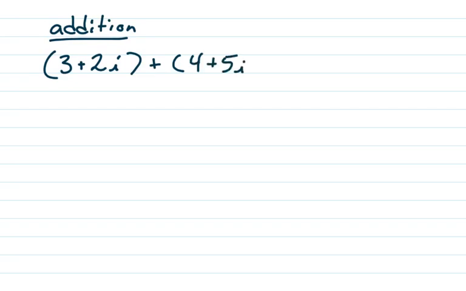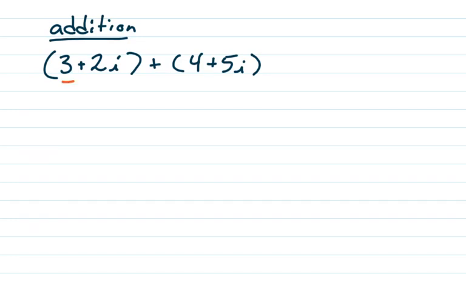Addition of complex numbers. In this instance, you're pretty much going to treat i like it was x. Okay, it's not x, it's the square root of -1, but you're going to treat it as such. So say we had the complex number 3 plus 2i, and we wanted to add 4 plus 5i to it.